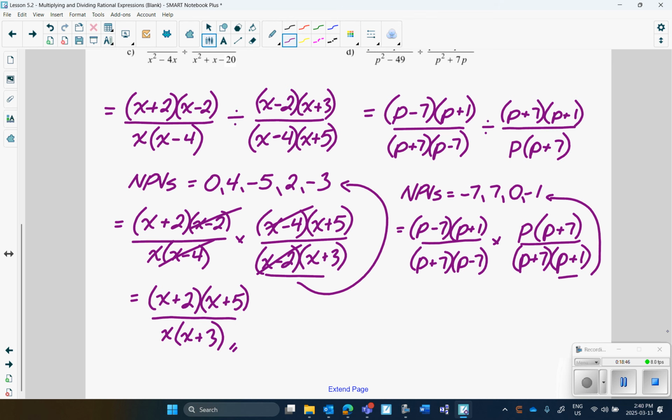And it looks like I've got a lot I can cancel. The p plus 1s. I got 2 p plus 7s to choose from below. I got p minus 7. So it looks like I'm left with p over p plus 7. You don't necessarily need the parentheses around p plus 7. Still correct. Okay.